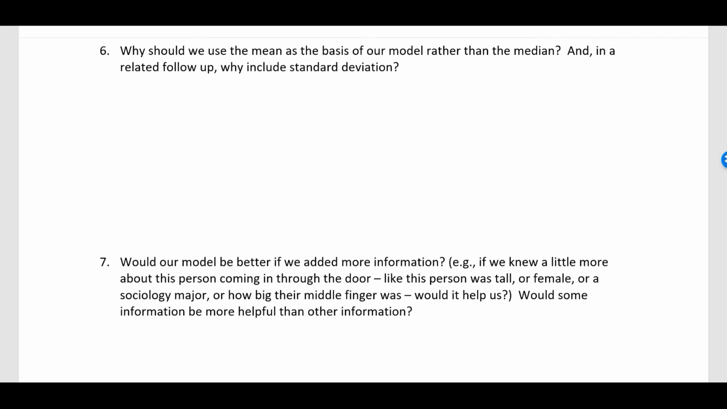Now, why do you think that we should use the mean as the basis of our model rather than the median? So thinking back to classwork 5 that's all about the mean, why do we tend to use the mean in our models rather than the median? What do you think? And then in a related follow-up, why do we include that standard deviation in our model? So you may want to hop over to the discussion board and discuss this if you don't have a clear idea, right? Or bounce ideas off each other.